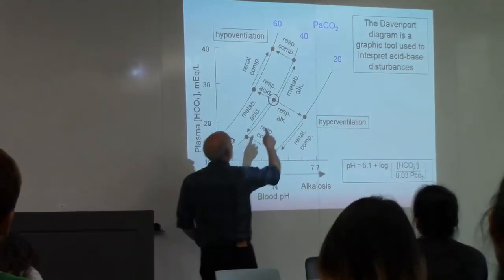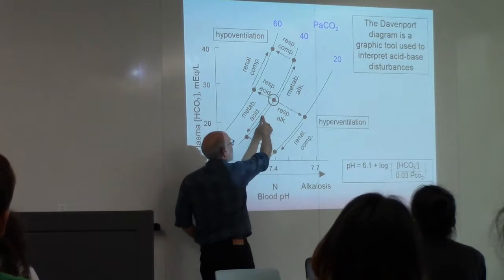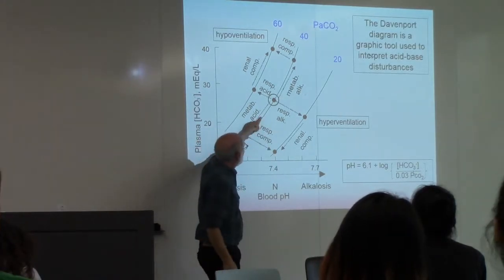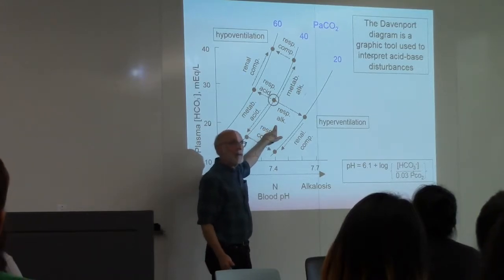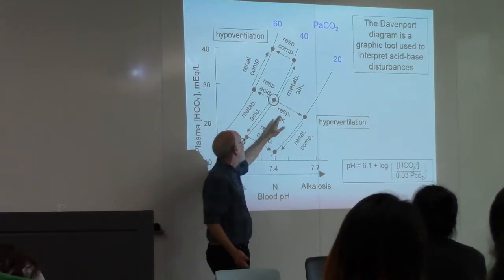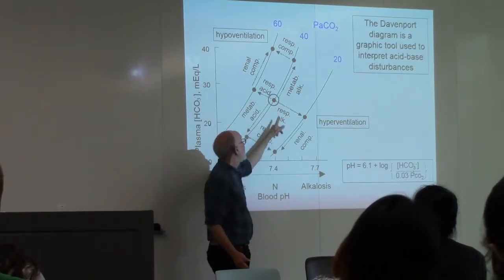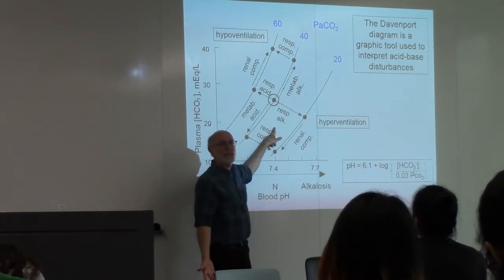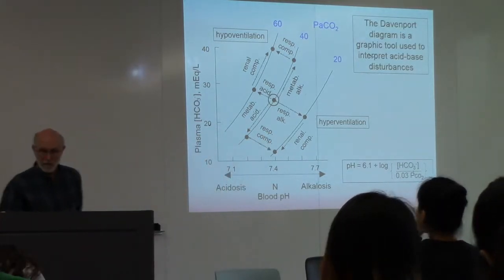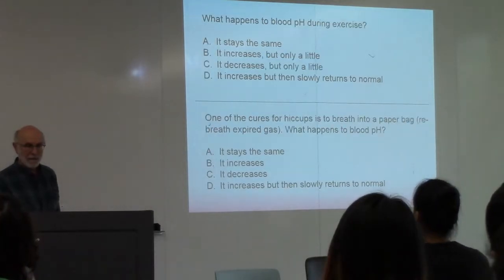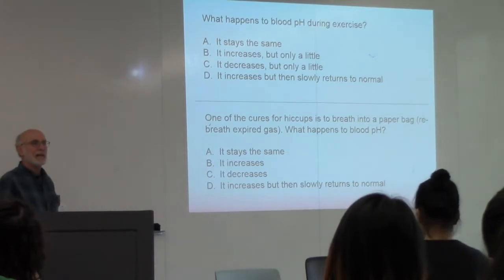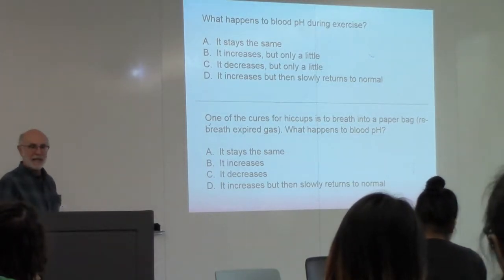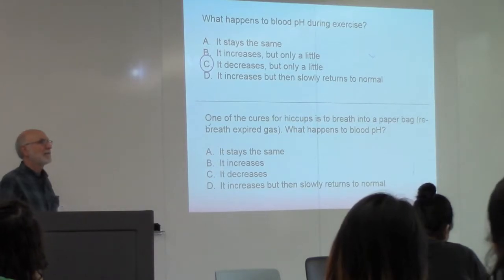Exercise is metabolic acidosis, so it decreases, but then we compensate, and you can say, well, okay, it should stay the same. But was stay the same one of your answers? Well, that wasn't one of the options that I gave you. So it has to be on the decrease side, and it's only a little because of compensation. Does that make sense? It stays the same. Okay, so A could be an acceptable answer to that. A and C are both acceptable answers.